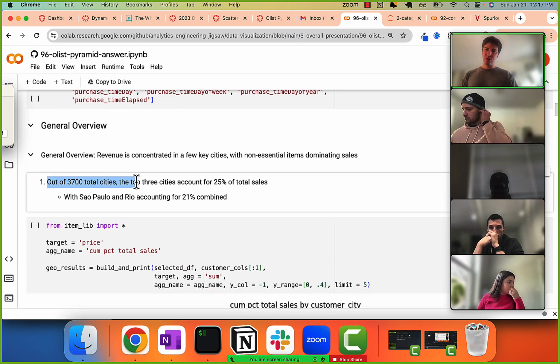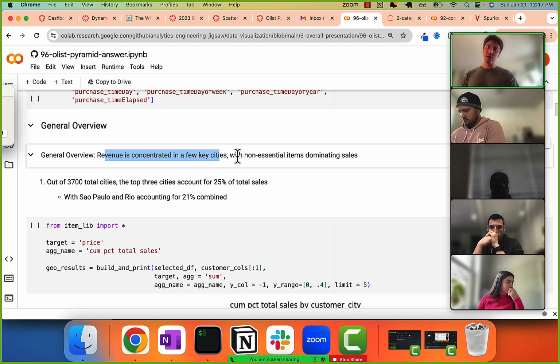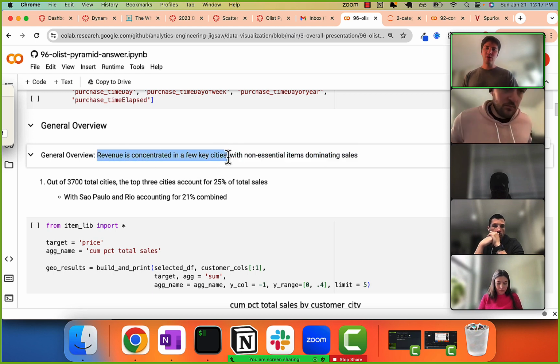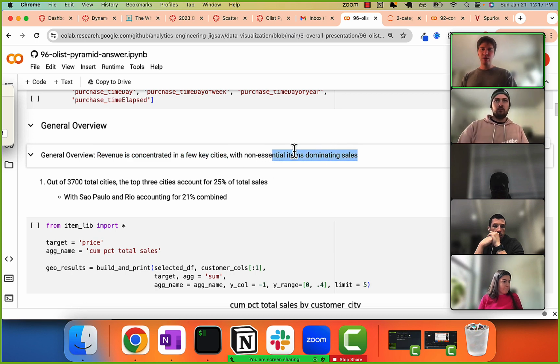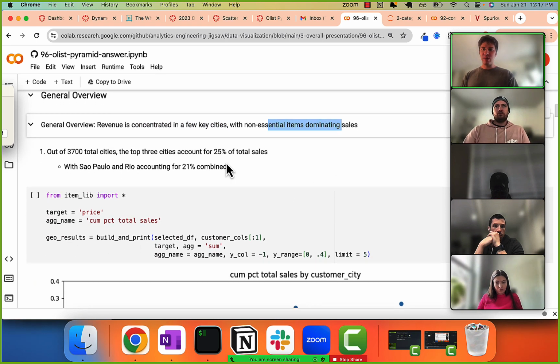A lot of it is really just the topic sentence. For the general overview, what I have is: revenue is concentrated in a few key cities with non-essential items dominating sales. This covers both things: here's the geographic breakdown, which was prominent, and here's the product breakdown. These were probably the two key findings. And then you go deeper.